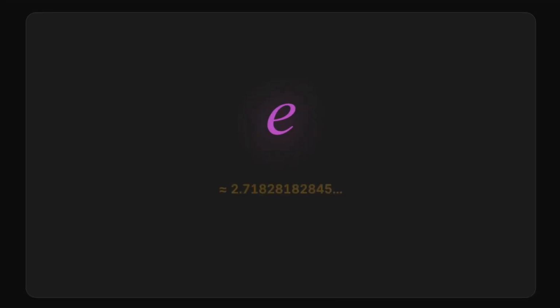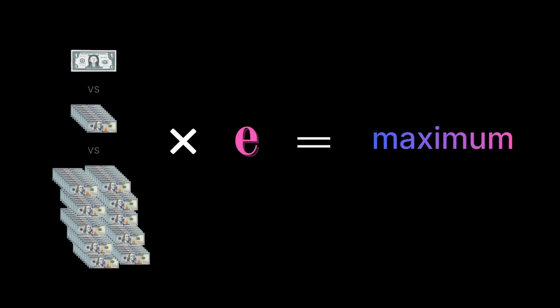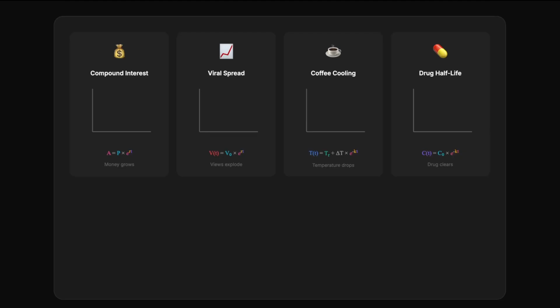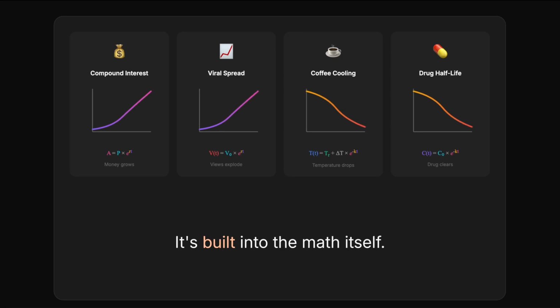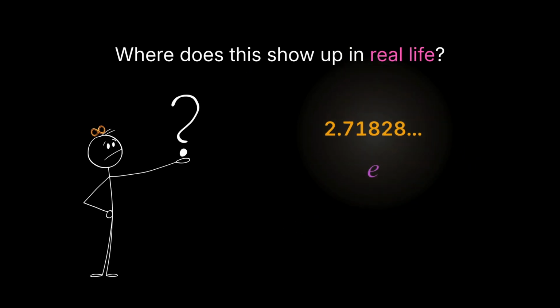E is the maximum multiplier you can ever get from 100% growth when you split it into infinitely small pieces. No matter what you start with, a dollar, 10,000, a million, multiply by E and that's your ceiling. That's not a formula someone made up. That's just what happens. It's built into the math itself. Okay, that's the origin of E. But does this number actually show up in real life?